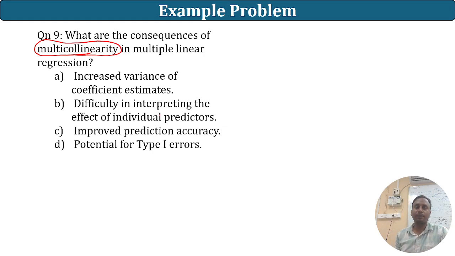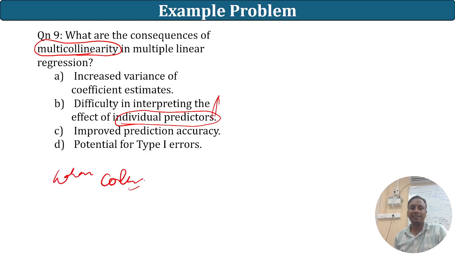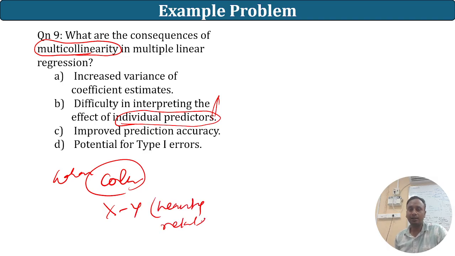Difficulty in interpreting the effect of individual predictors, because when collinearity increases, X and Y are going to be heavily related. So it will be difficult. That will be the correct answer. Improve the prediction accuracy? No, it will reduce it. What will happen? It will try to overfit.